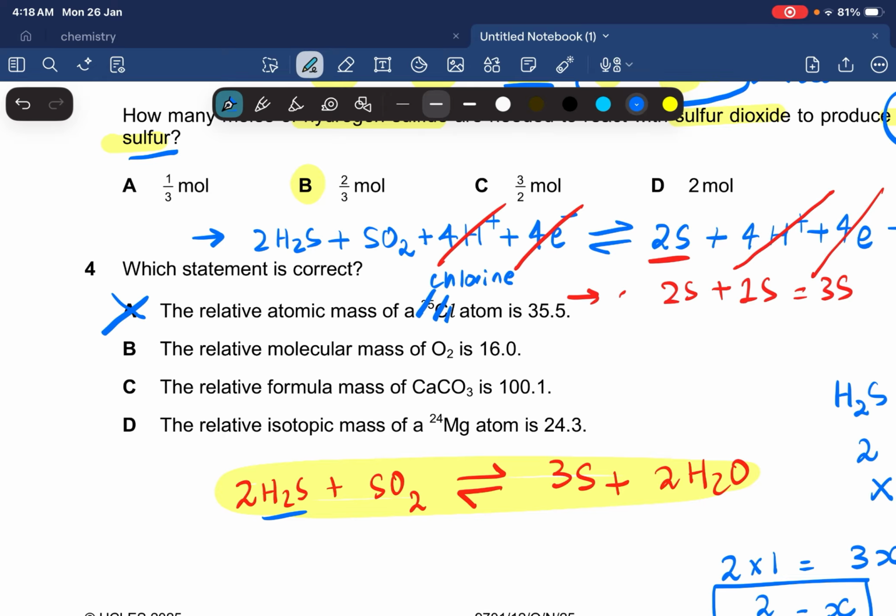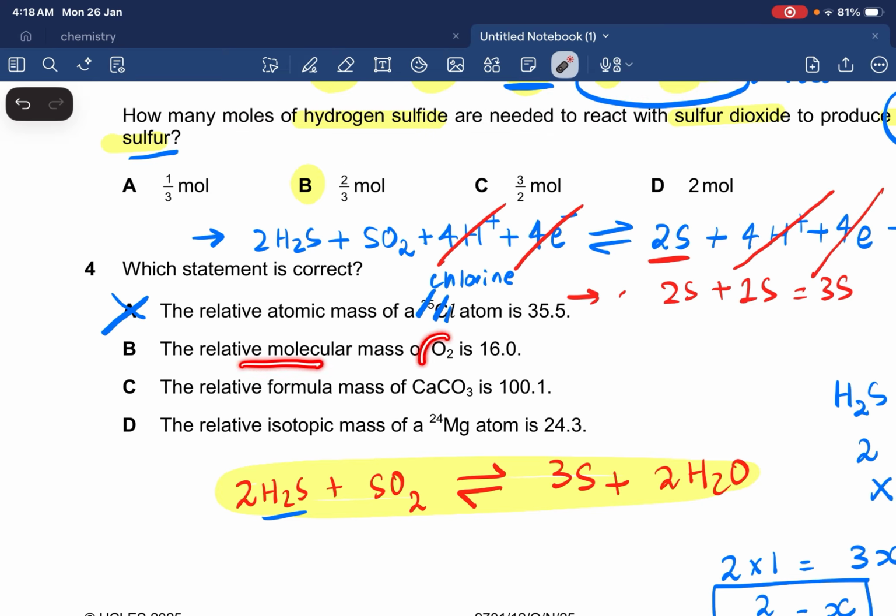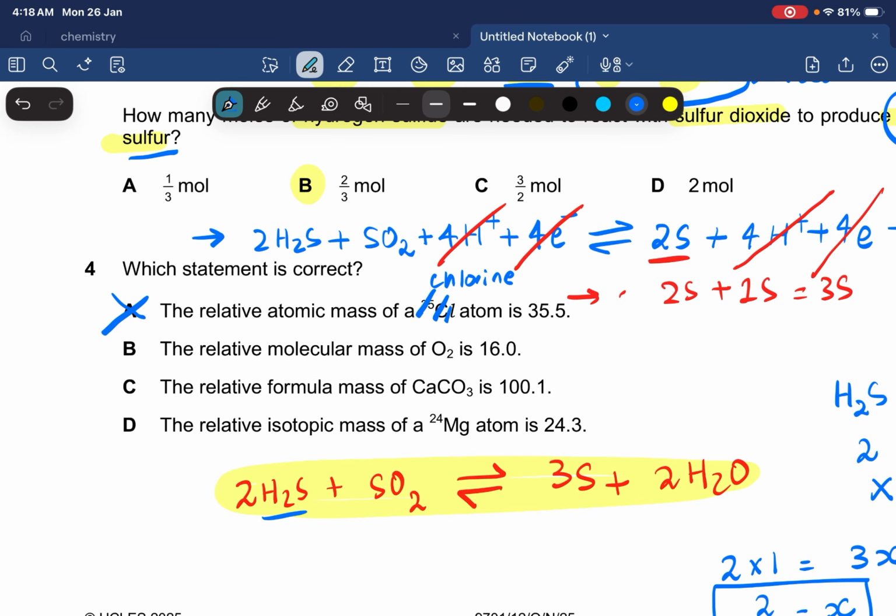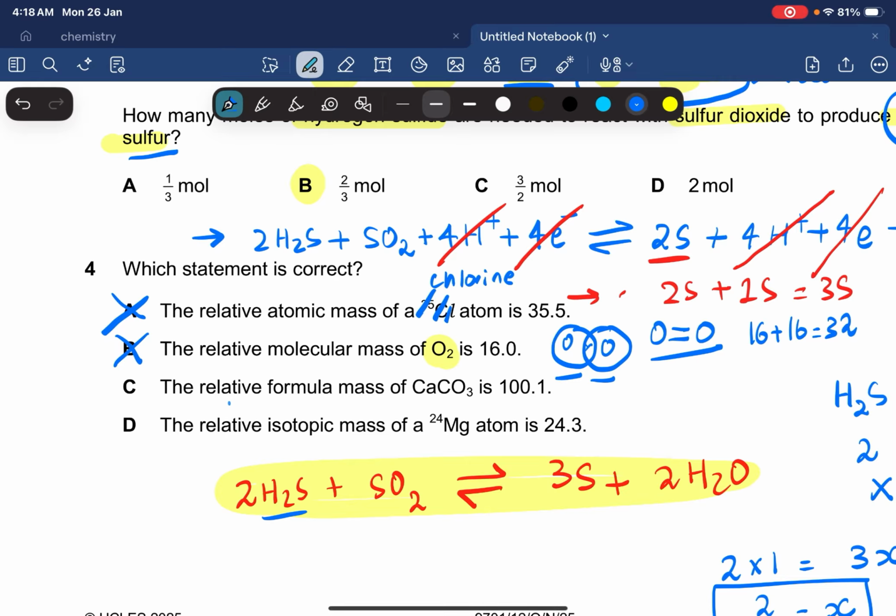Next statement. The relative molecular mass of O2 is 16. This is incorrect. Why? The relative molecular mass of O2. You can see that there is a small 2 written over here. This means that there are two oxygen atoms that are covalently bonded like this. So you have one oxygen, you have another oxygen like this. There's a double bond between them. So that's an oxygen molecule. And the mass for this is going to be the mass of two oxygen atoms added, which is 16 plus 16, which makes it 32. So that's incorrect.